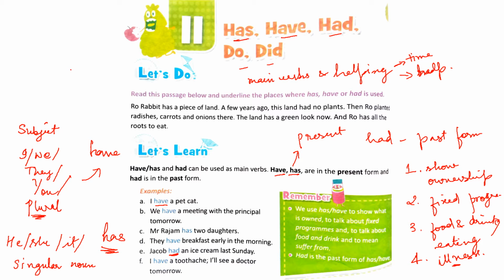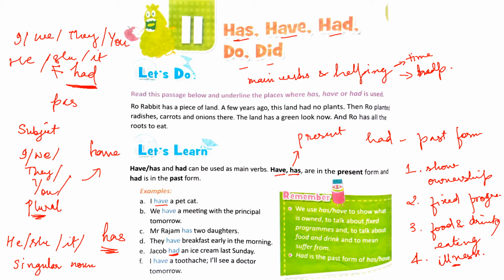And had is used with all types of subjects. You can use had with I, we, they, you, he, she, it, or any singular or plural subject. But you use had whenever the sentence is in past tense. That is the only difference.